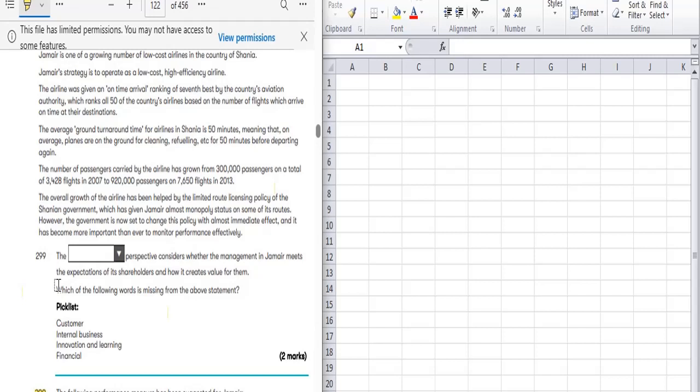So basically let's read it out once again. The dash perspective considers whether the management in Jamair meets the expectation of its shareholders and how it creates value for them. So basically this is what the financial perspective of the balanced scorecard explains. It measures how to create value for the shareholders, so it measures the performance of the organization financially.